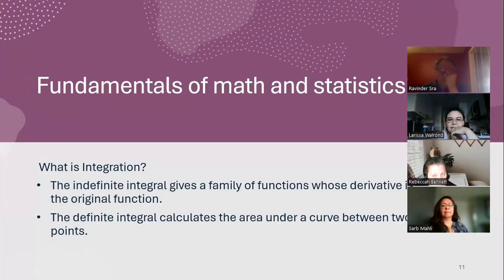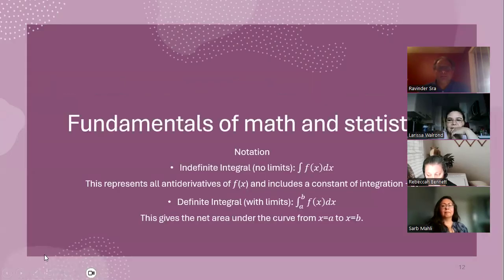There are two types of integration. One is indefinite, second is definite. Indefinite is one whose derivative is the original function, and definite is the area under the curve between two given points. If we are given the two points, we can find the area under the curve.